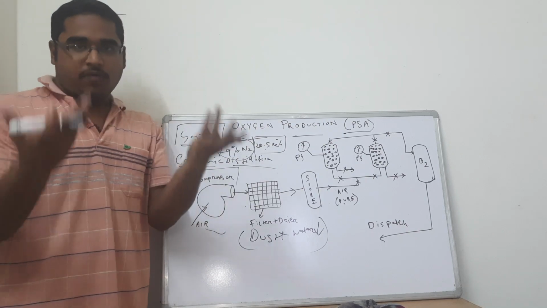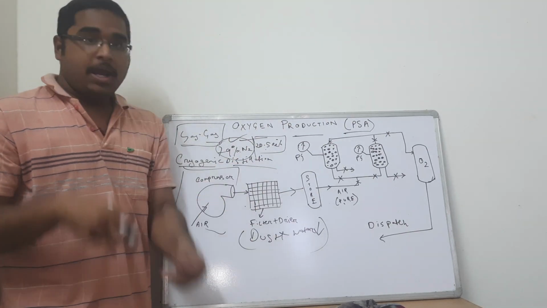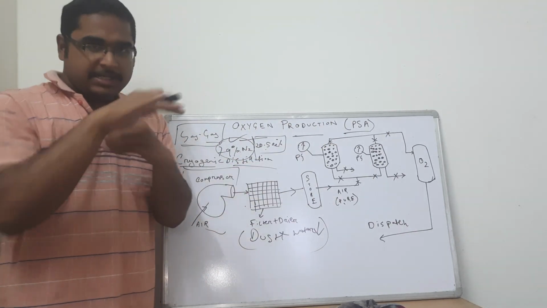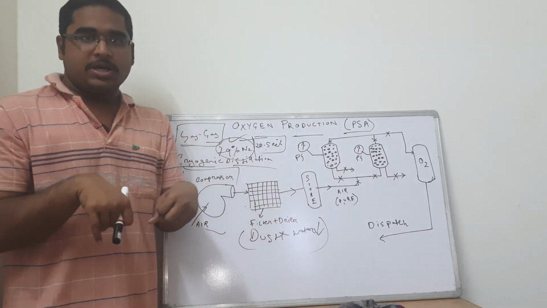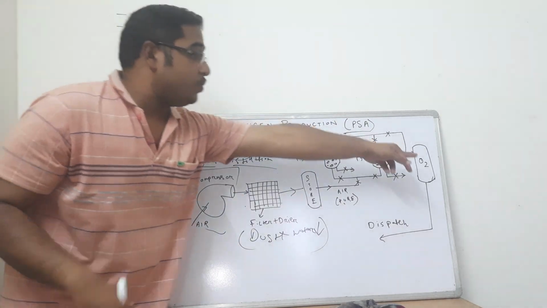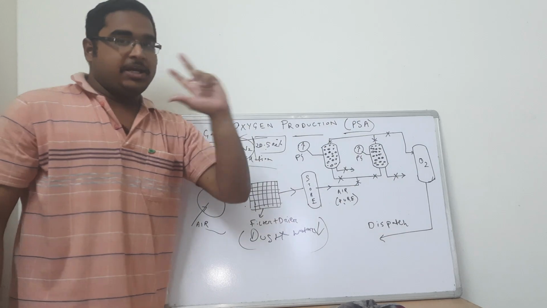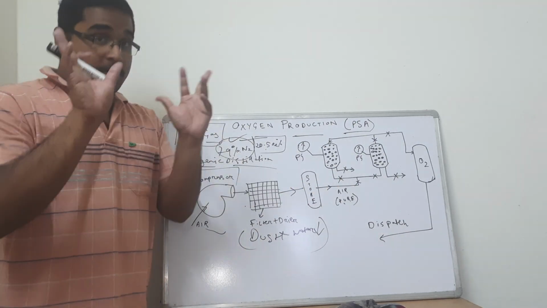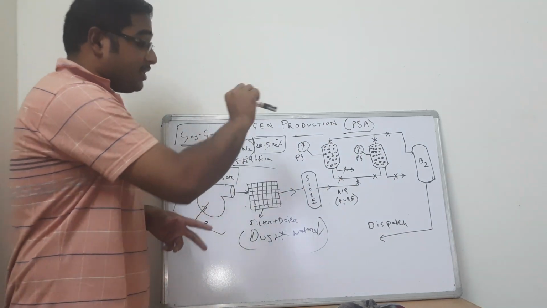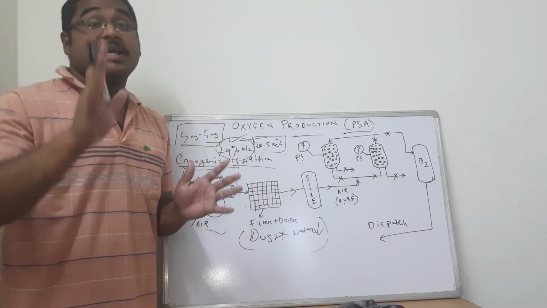Only pure oxygen, because you have already separated out the dust and the water, and the nitrogen is adsorbed on the solid surfaces. So only oxygen is left, which goes into this oxygen chamber and finally to dispatch or to the bottling plant. So you need to understand this concept. What are these valves? First, let us understand the cycle of adsorption.